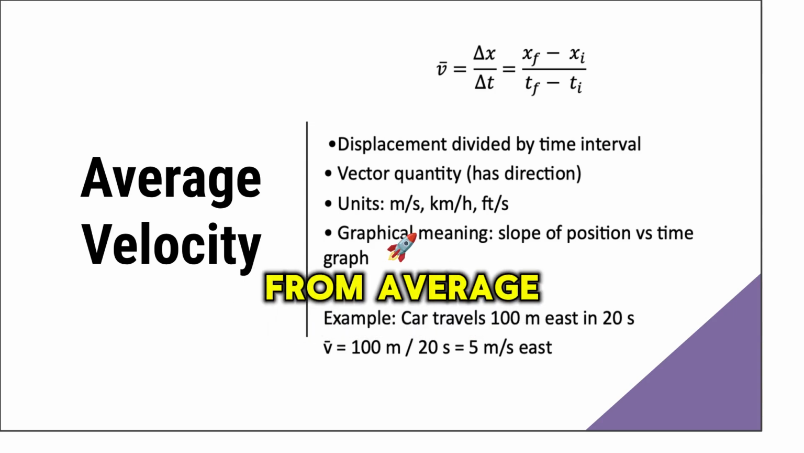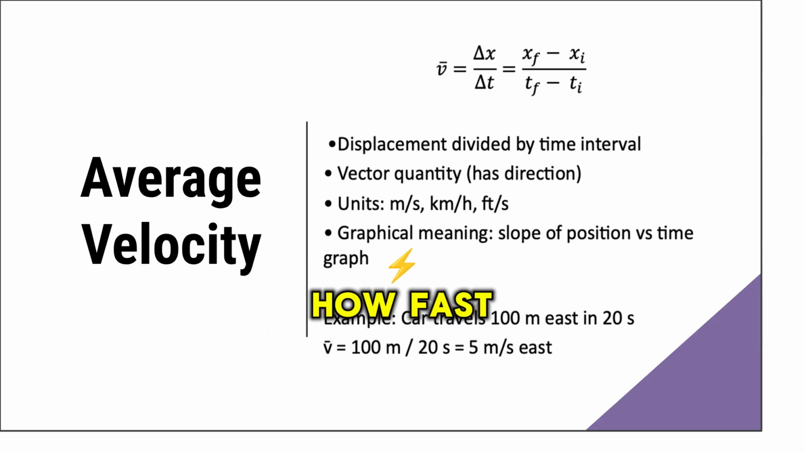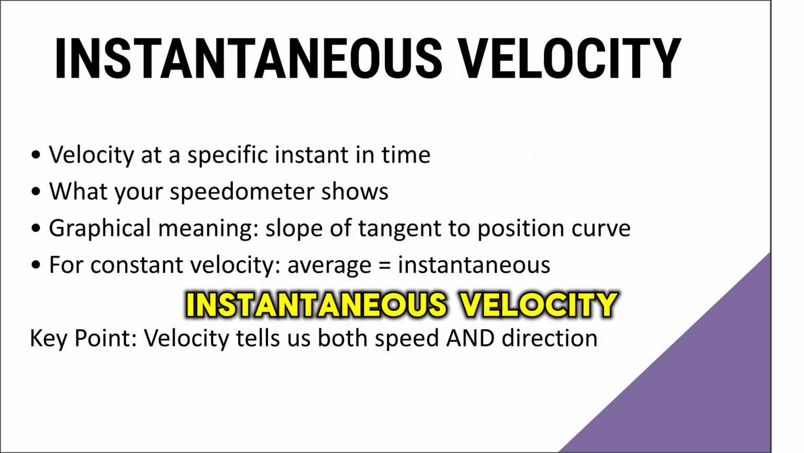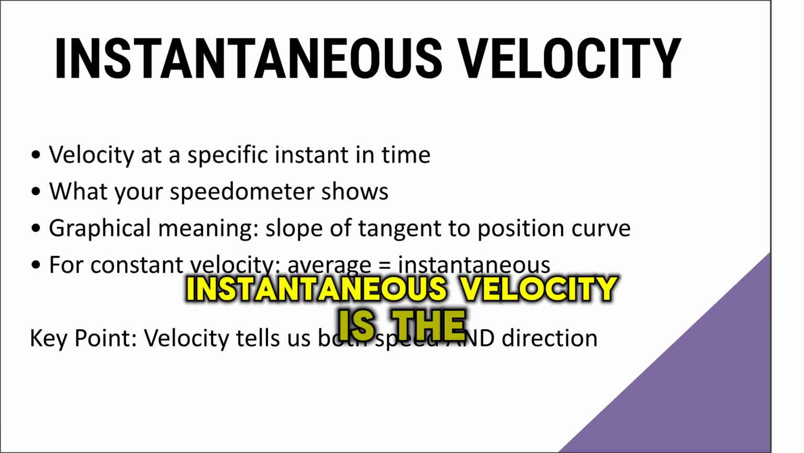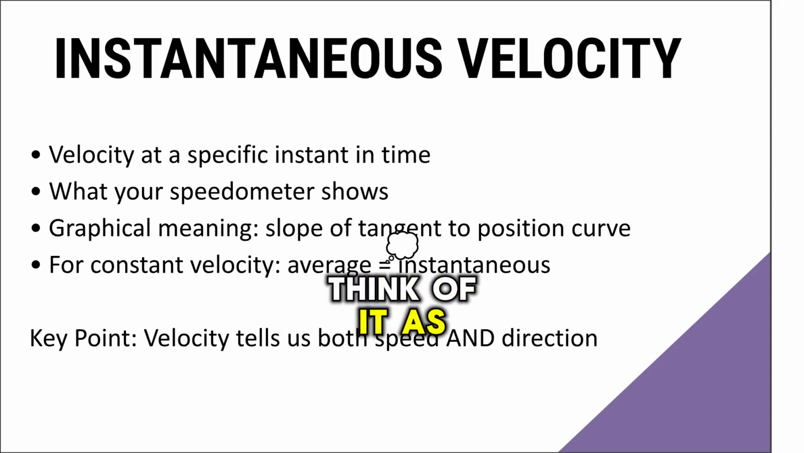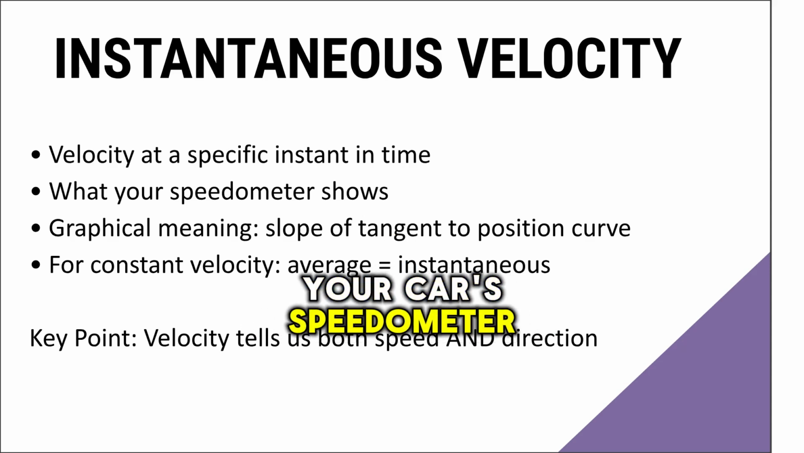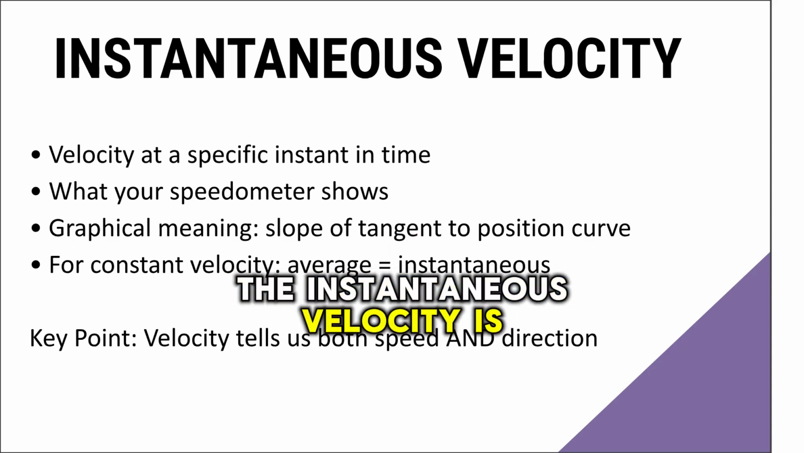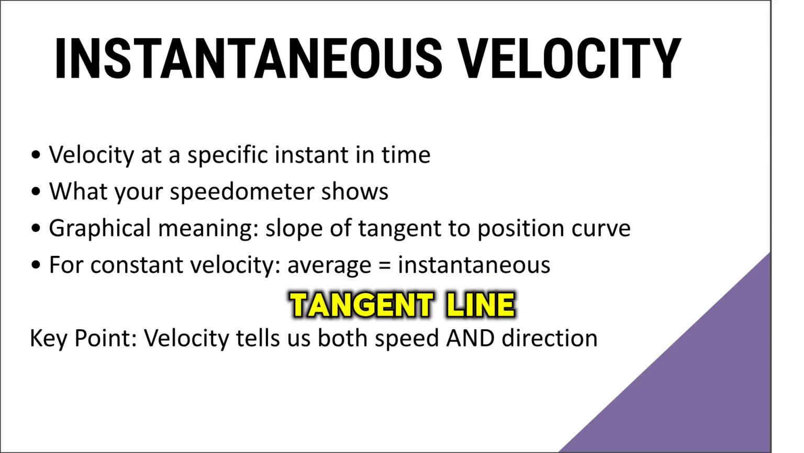That makes it different from average speed, which only tells us how fast, without considering direction. Now let's look at instantaneous velocity. Instantaneous velocity is the velocity of an object at a specific instant in time. Think of it as the exact reading on your car's speedometer at one moment. On a position time graph, the instantaneous velocity is represented by the slope of the tangent line at that point.